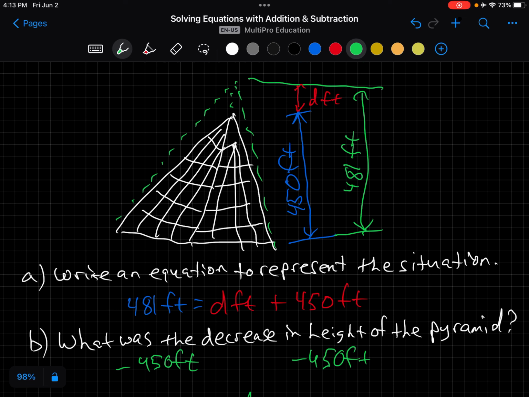Now I'd like to know how it shrunk. I don't know if this is like a settlement issue or what it might be, but it's very interesting.